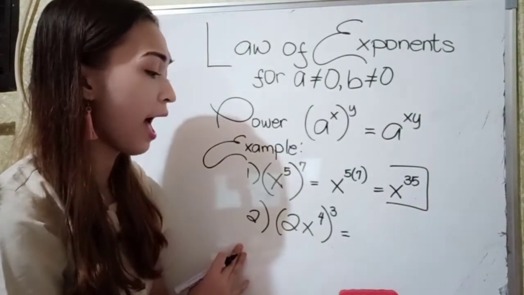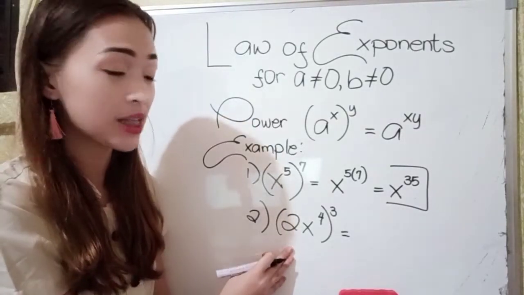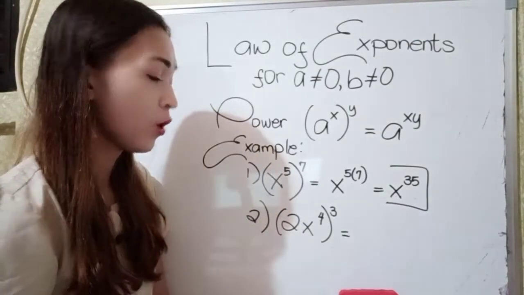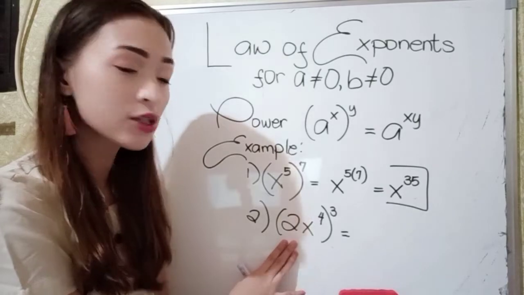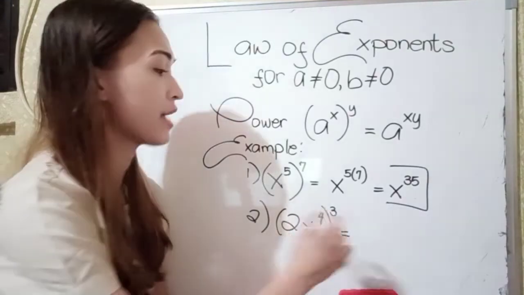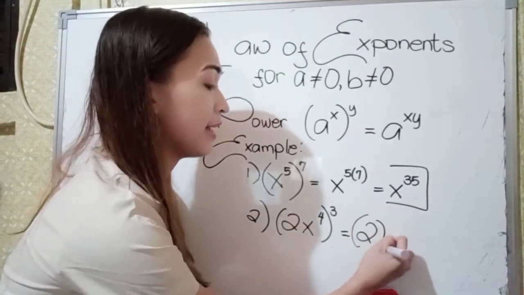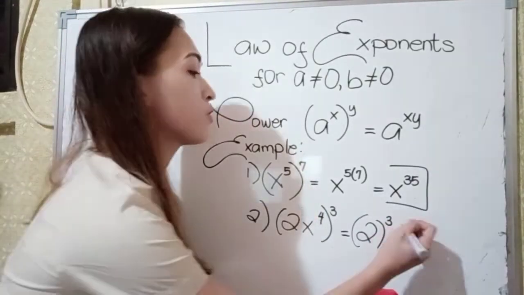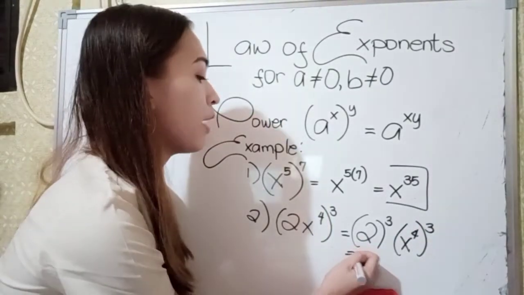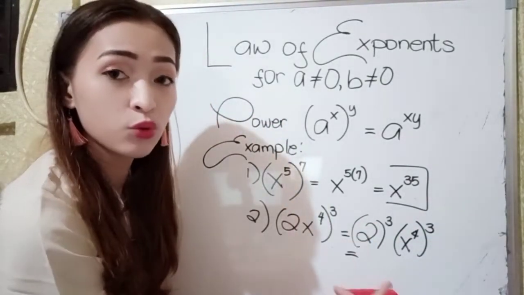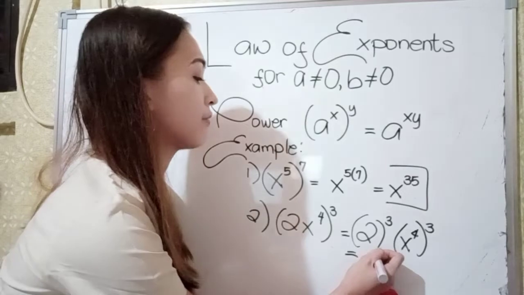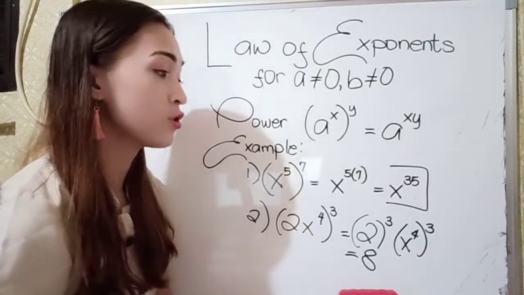Next, in number 2, we have the numerical coefficients: 2x to the 4th power raised to 3rd power. Since we have numerical coefficients, we're going to get the 3rd power of our numerical coefficient. So 2 is also raised to 3, and we have x to the 4th power raised to 3. What is 2 times 2 times 2, or what is 2 raised to 3rd power? We have 8, because 2 times 2 is 4, times 2 is 8.